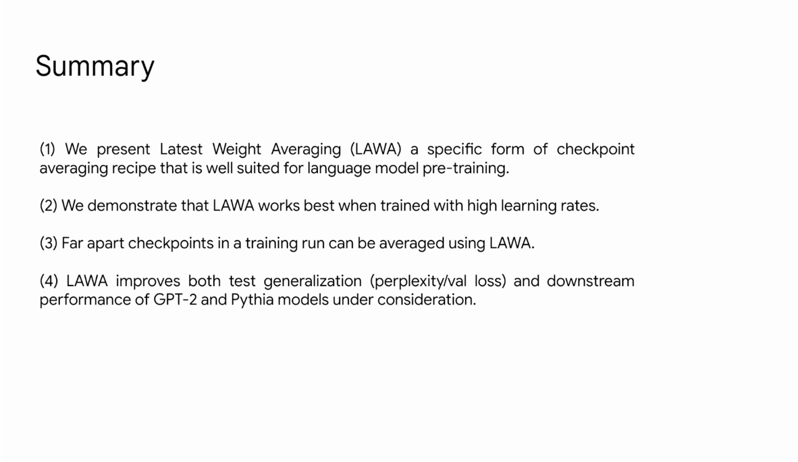Okay, to summarize very quickly, latest weight averaging, which is a specific form of checkpoint averaging, is well suited for language model pre-training because you have to use higher batch sizes, which implies higher learning rates. So it could be a natural choice. We can add faraway checkpoints, which makes for lesser usage of your disk space. Then we show that it has clear test generalization benefits and also some benefits in the downstream performance, as shown in the results with GPT-2 and Pythia models.